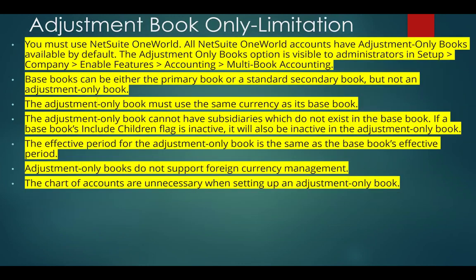To enable the adjustment book, you just need to go to the company, enable feature, accounting, and multi-book accounting, and then there is a section called adjustment book only, and it comes with all standard NetSuite accounts. The adjustment only book will only use the same currency as the base book, and the adjustment book cannot have a subsidiary which does not exist in the base book. If the base book includes children flag is inactive, it will also be inactive. The adjustment only book does not support a foreign currency. It will always have the base book currency. And the chart of accounts is unnecessary when setting up an adjustment only book.